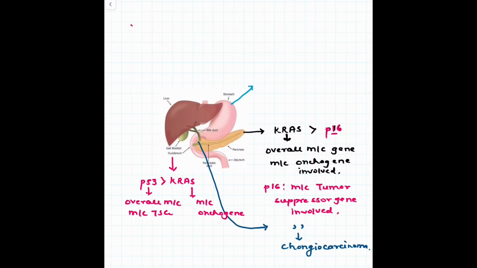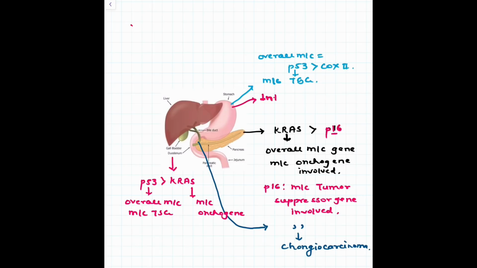Fourth is malignancy of the stomach. When we talk about malignancy of the stomach, the overall most common mutated gene is again, yes, P53. P53 is the hero overall. In any case, in all human cancers, P53 is the most commonly mutated. Stomach also holds true, followed by COX2. So the most common is P53, the most common tumor suppressor gene is P53.